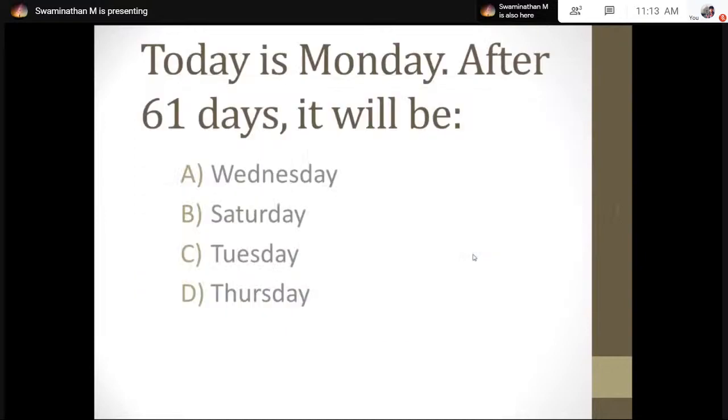Okay, next one. This is another easy problem. The first two might be a little bit difficult, but this is an easy one. Today is Monday. After 61 days, what will it be? Waiting for your answers. It is very easy.